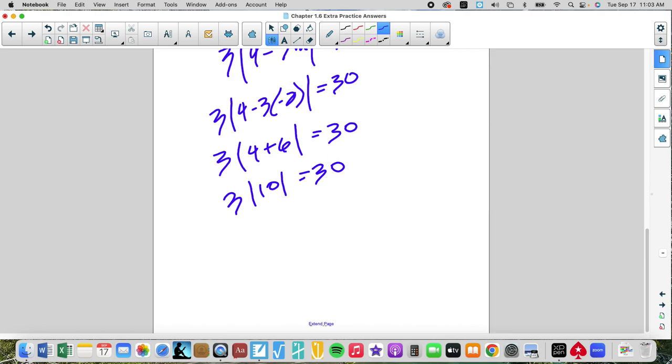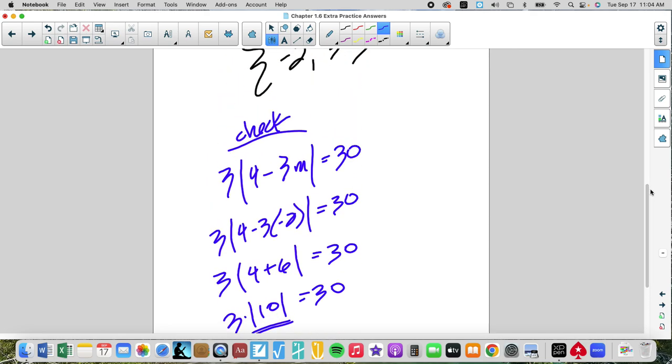Now I have the absolute value. I have to take the absolute value. I'm not multiplying at this point. I'm doing the absolute value operation. What is the absolute value of 10? It is 10. And that is multiplication between there, so 30 equals 30. So that worked. So I know that negative 2 worked.